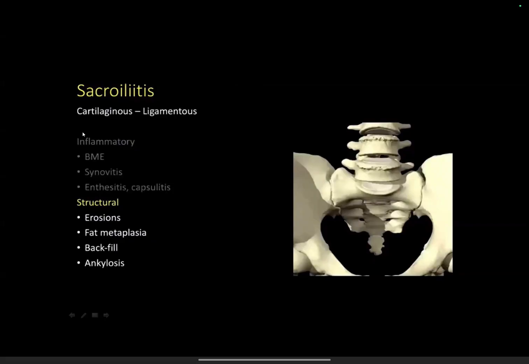So, for MRI positivity for sacroiliitis, the inflammatory changes include bone marrow edema or synovitis, enthesitis or capsulitis. The structural changes include erosion, fatty metaplasia, backfill or ankylosis, the spectrum of progression that we discussed later in the presentation. Right. If I remember correctly, there is also a criterion for bone marrow edema.